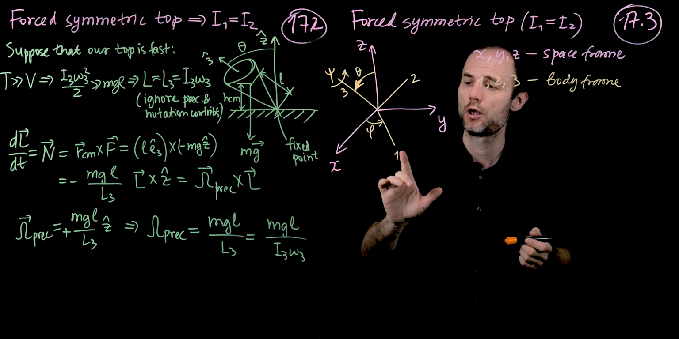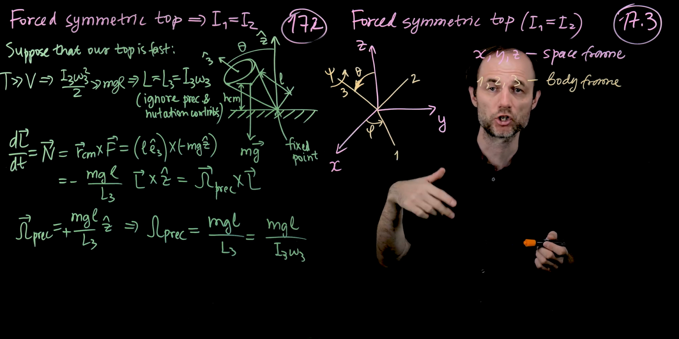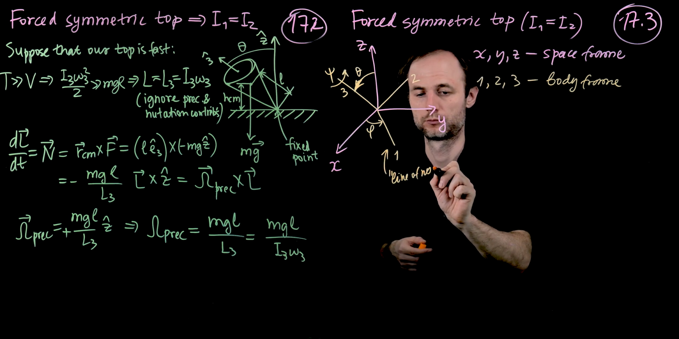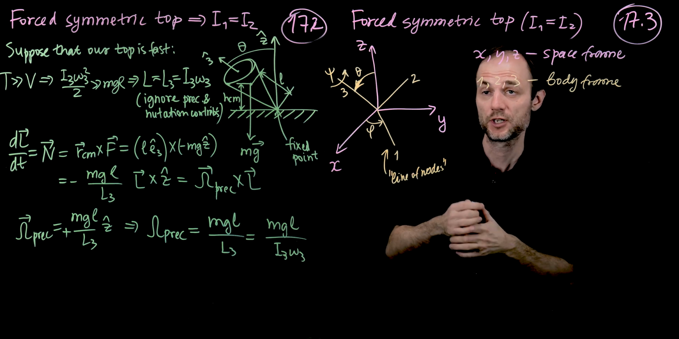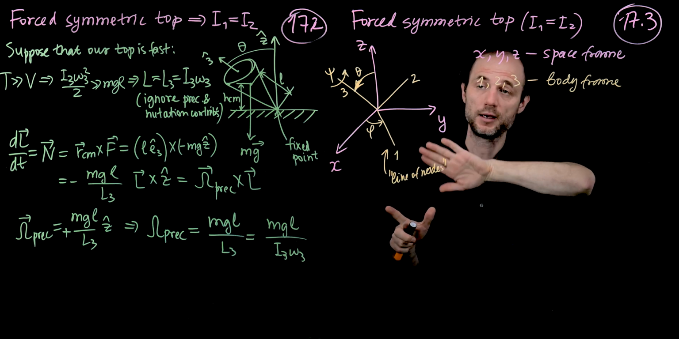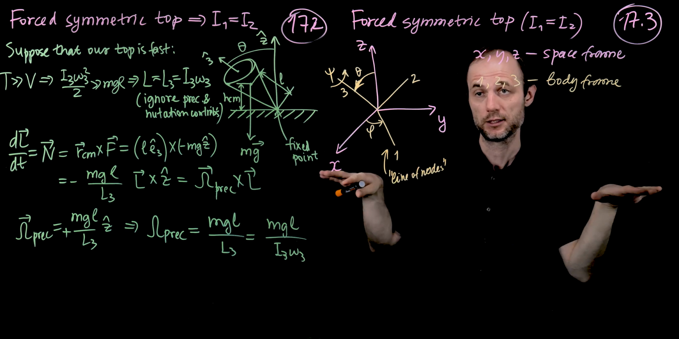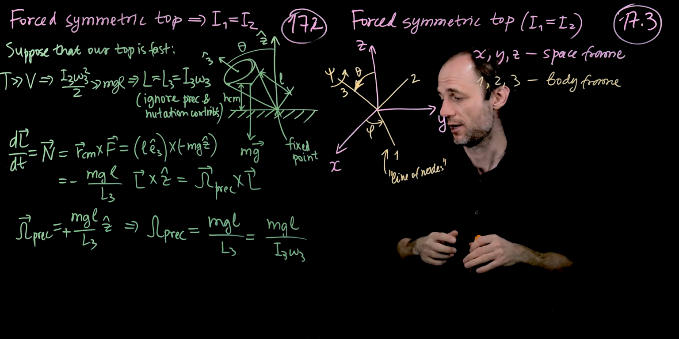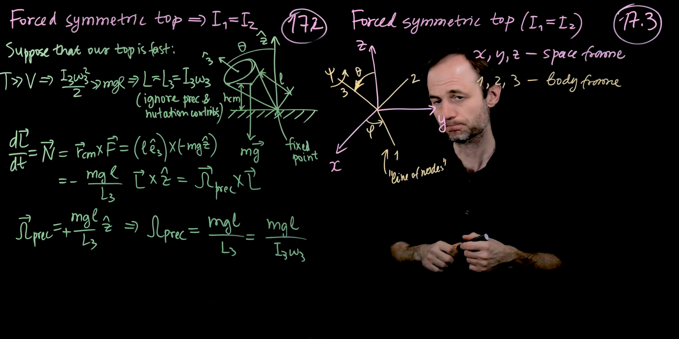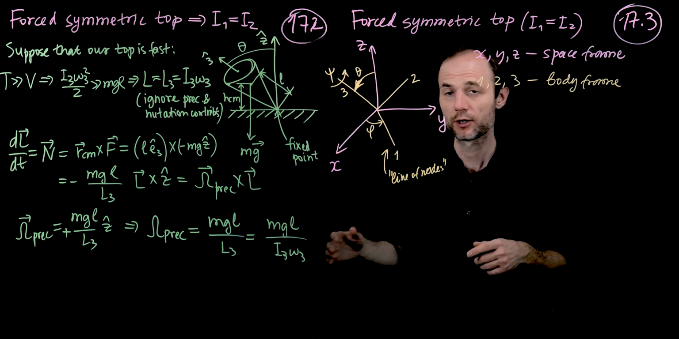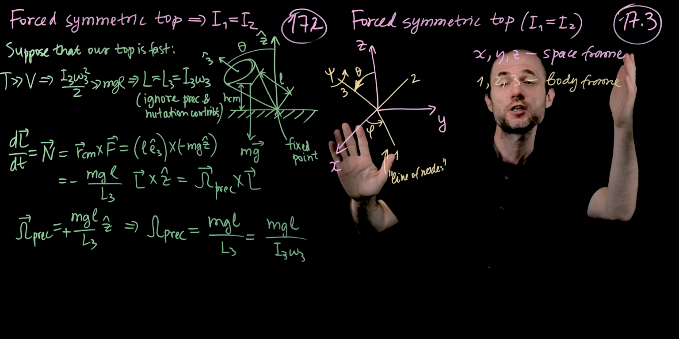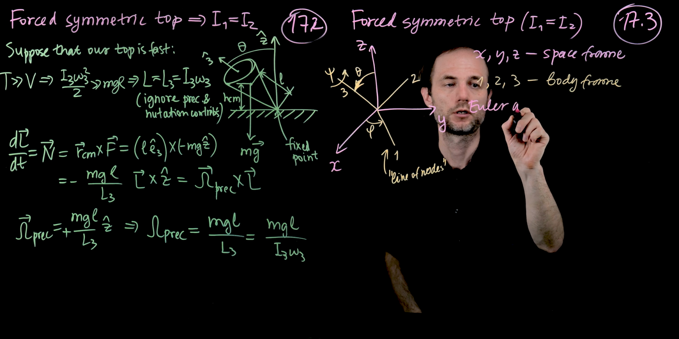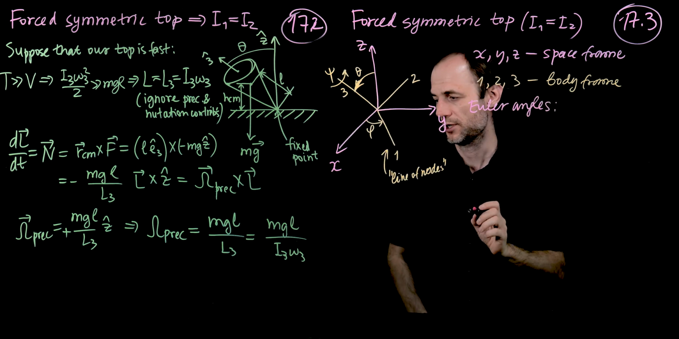One useful definition is that the direction of axis 1 is often referred to as the line of nodes. This is coming from planetary dynamics, where the intersection between the inclined planet and the equatorial plane of the coordinate system is called the line of nodes. So our Euler angles are giving us the transformation matrix to go from the space frame to the body frame. And these Euler angles are phi, theta, and psi.